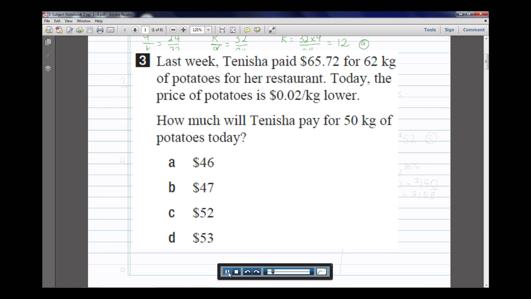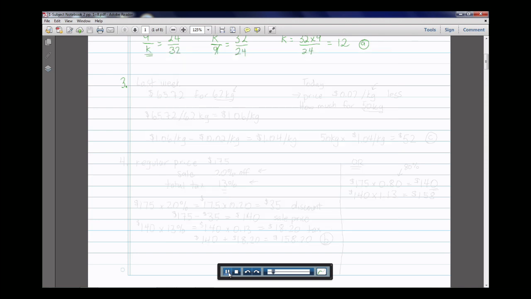So now we're going to look at question number 3, which is a multiple choice question from the EQAO exam. It says, last week Tanisha paid $65.72 for 62 kilograms of potatoes for her restaurant. Today the price of potatoes is $0.02 per kilogram lower. How much will Tanisha pay for 50 kilograms of potatoes today? So let's try to figure this out.